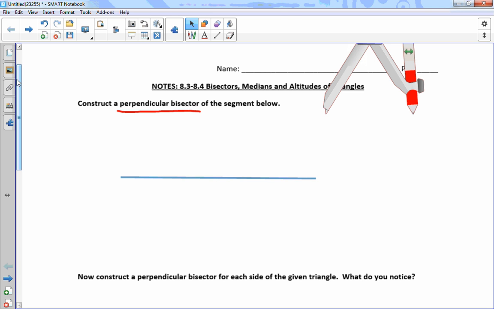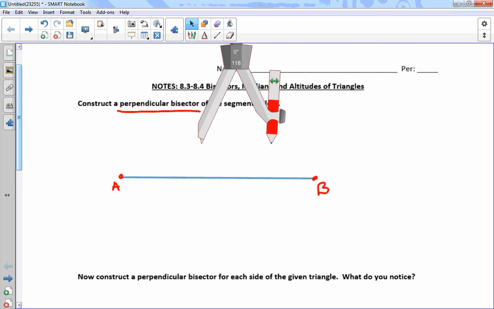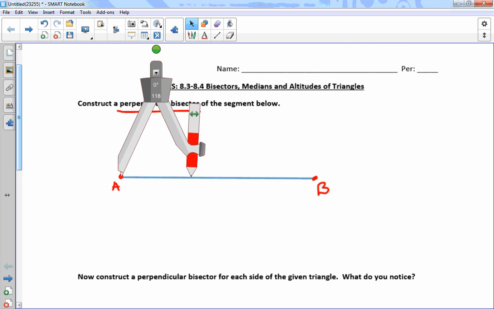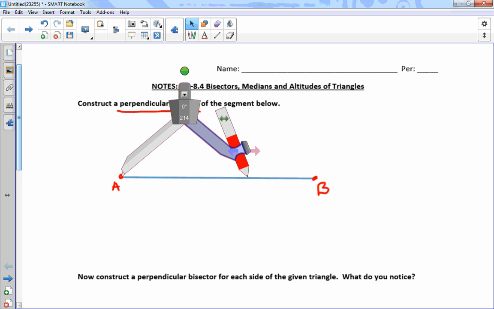On the edge, label the endpoints A and B. If you take one of the pointy edges and put it on one of the endpoints, right in the center, how wide does it need to go? A little over halfway. Okay, a little over halfway. Then what do you do?